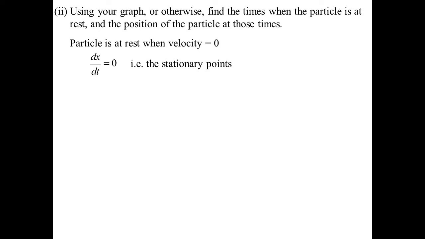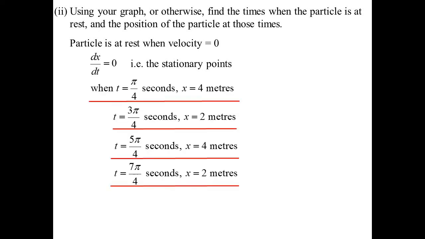We know that the first one was when x equals 4. Then we've got x equals 2, x equals 4, x equals 2. Because it's going backwards and forwards, backwards and forwards. We're interested in the time though. So the time is pi on 4, then 3 pi on 4, 5 pi on 4, 7 pi on 4, and so on.